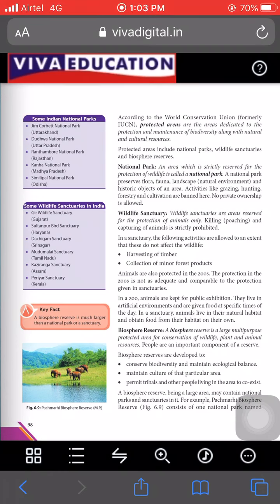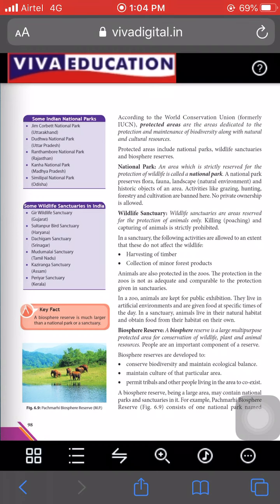So the first is the Wildlife Act. A protected area is an area dedicated to the protection and maintenance of biodiversity. Okay, it means we make wildlife sanctuaries, national parks, and biosphere reserves for the maintenance and protection of different resources, natural resources as well as non-natural resources.